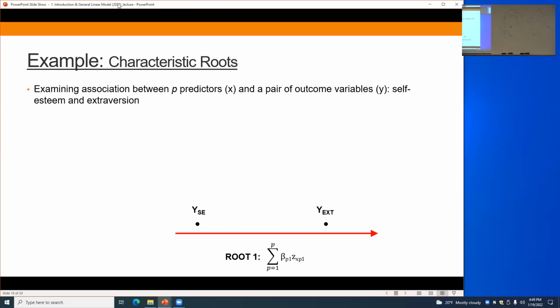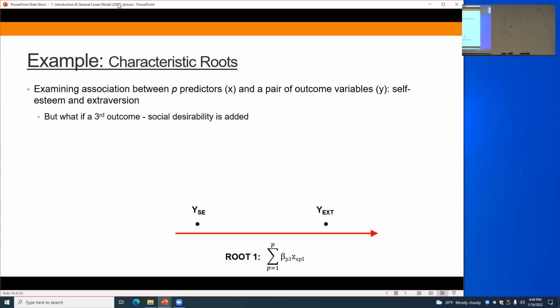What I've got here is I could use one equation to go through and separate these points. My one equation, the sum of beta P1 Z X P1, basically says a bunch of those all added together. So that's my regression model. With this equation, I can separate self-esteem and extroversion from one another. So based on this equation, I can differentiate self-esteem and extroversion, and I'm feeling pretty good about this.